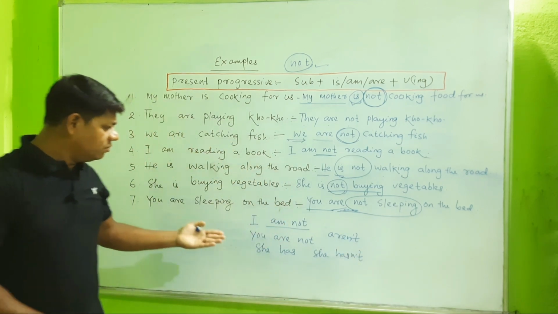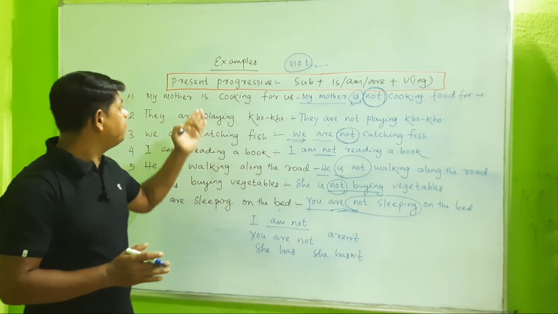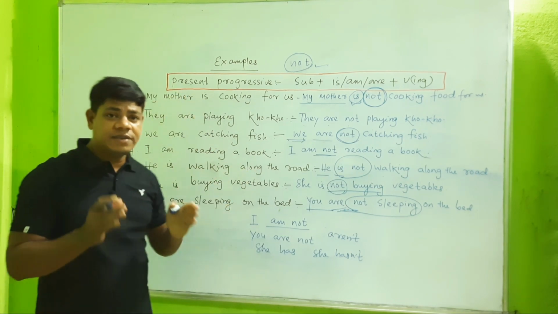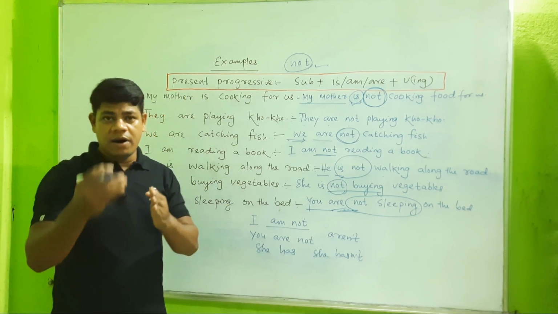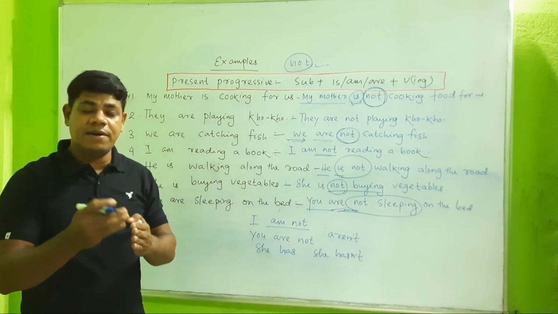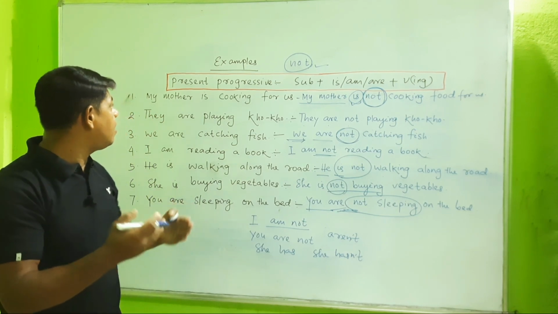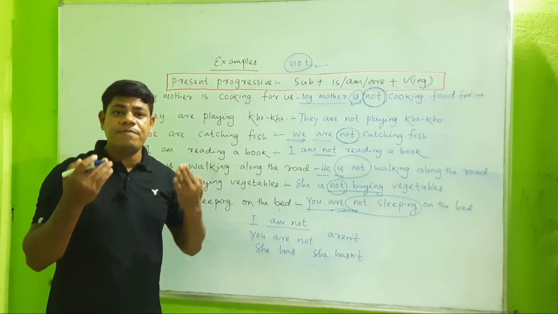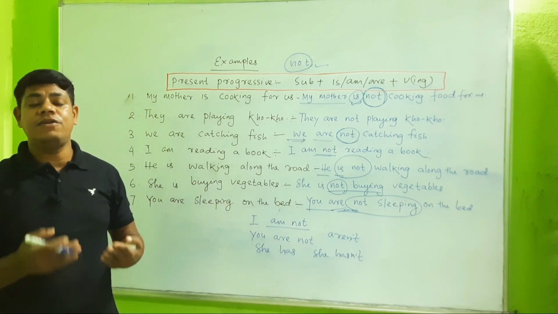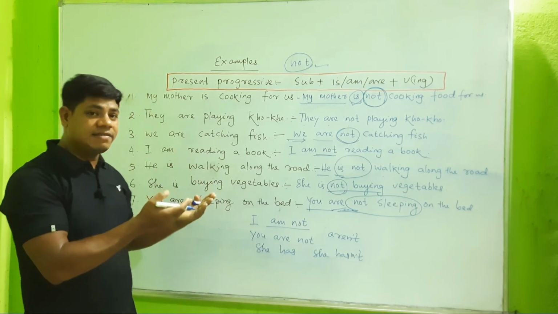Okay, so this is all about the present progressive tense or present progressive form, how these sentences are converted into negative sentences. Then comes your present perfect. How these present perfect sentences are converted into negative sentences, we shall discuss now.